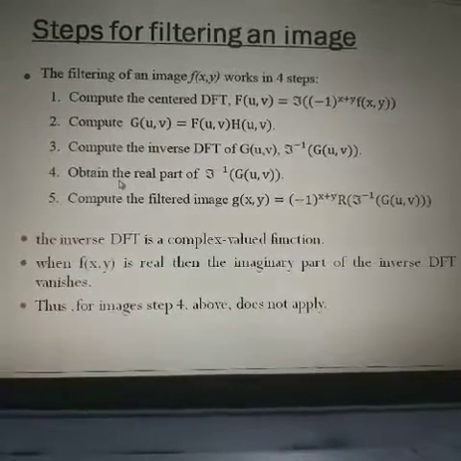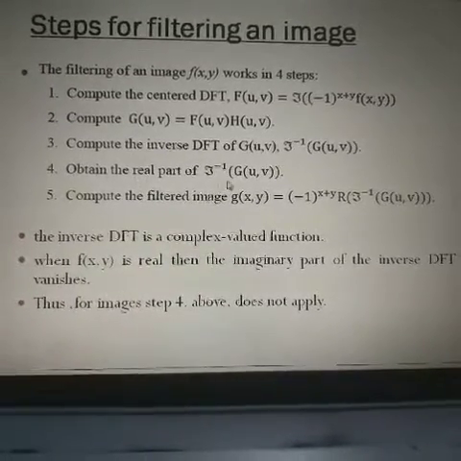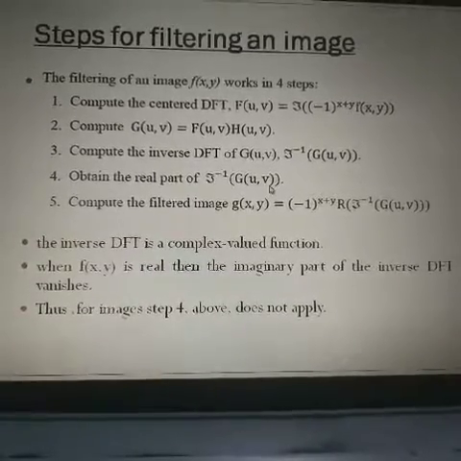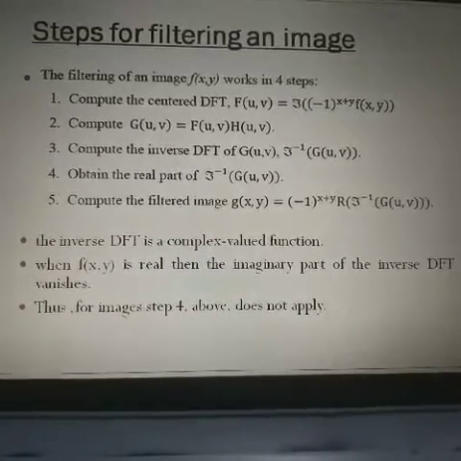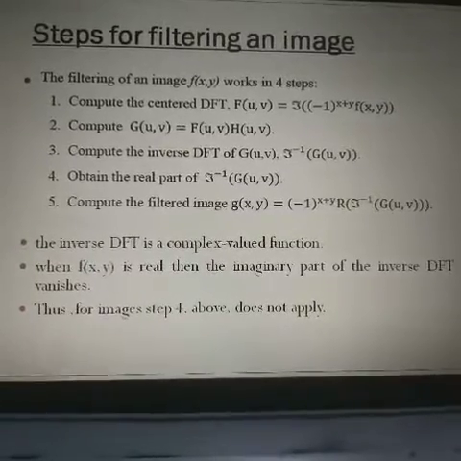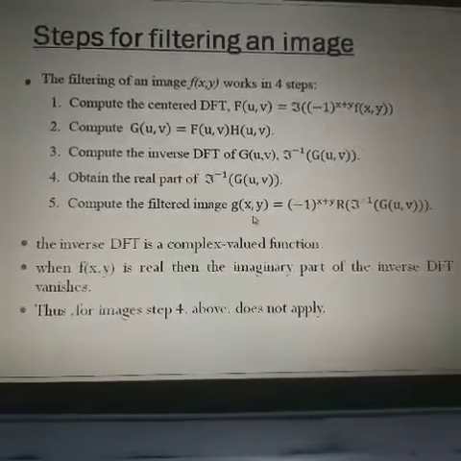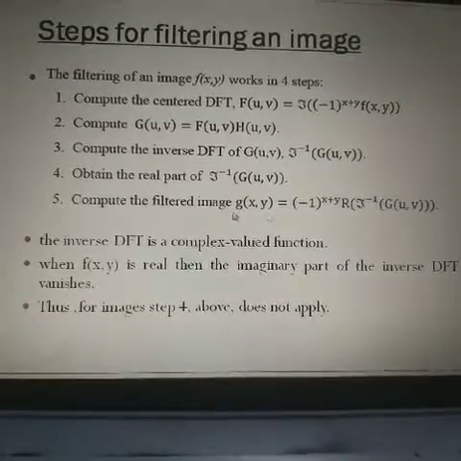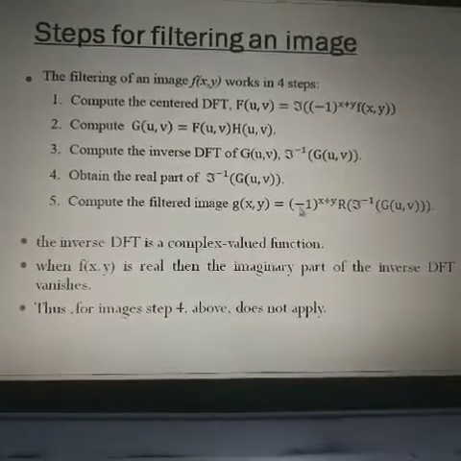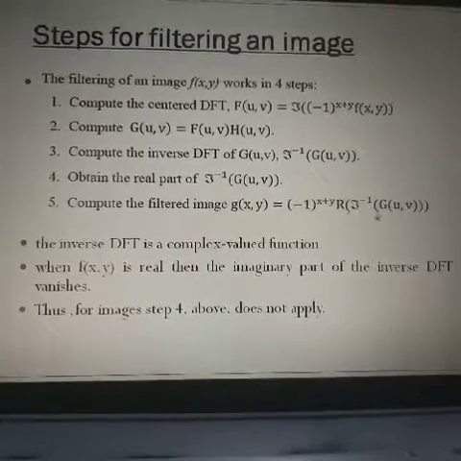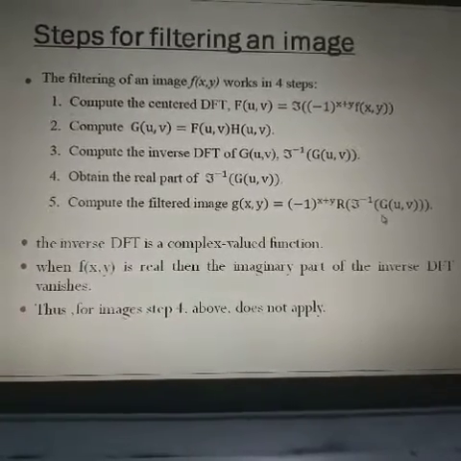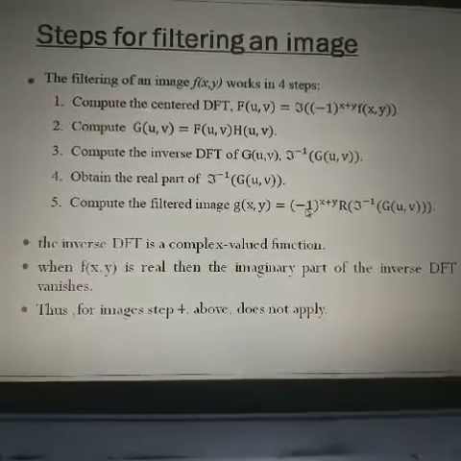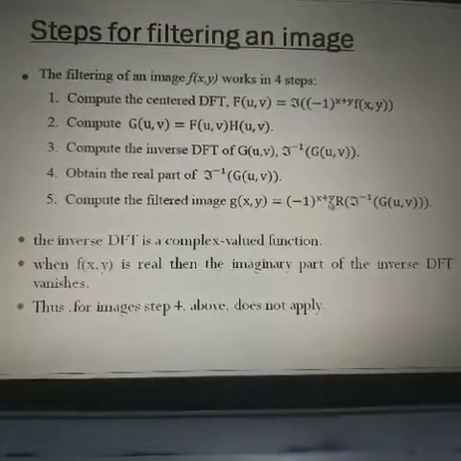So the last part is to obtain the real part of the inverse of the Fourier transformation, that value we get, we can take its real part separately, and compute the filtered image g(x, y). How does the last filtered image come? By multiplying the real part of the inverse of the enhanced image with (-1)^(x+y).